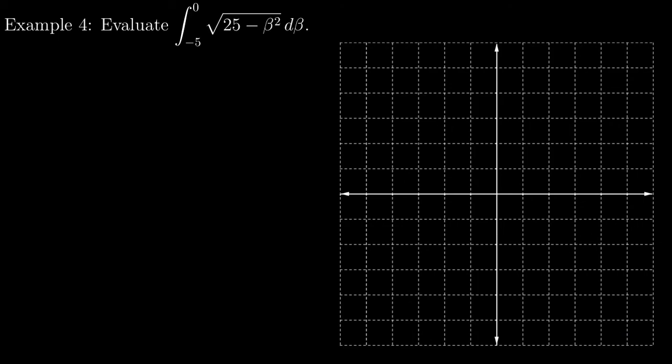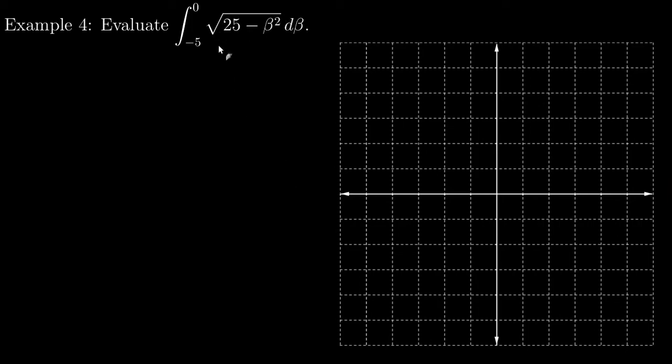Now this one confuses a lot of people. And notice I'm not always doing with respect to x. I'm sometimes putting in, last one was t, this one's beta. So let's evaluate the definite integral from negative 5 to 0 of the square root of 25 minus beta squared d beta. A lot of people have trouble remembering this the first time they see it.